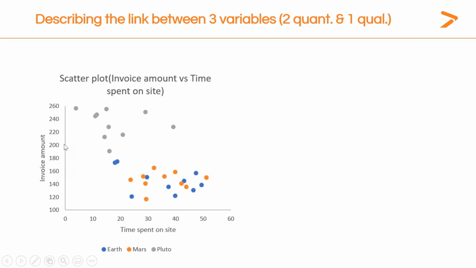So how to describe the link between three variables. This is one of the ways. I have displayed a scatter plot with one quantitative variable on Y, this is the invoice amount, another one on X, the time spent on site, and I colored the different points according to the qualitative variable. And starting from this simple chart, I was able to extract a lot of interesting information.